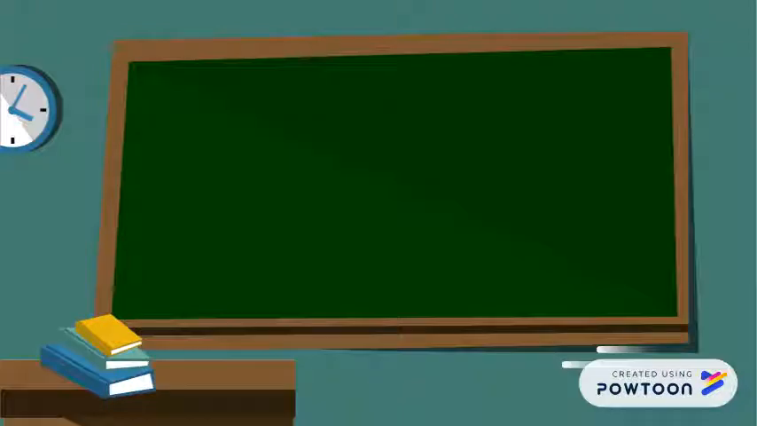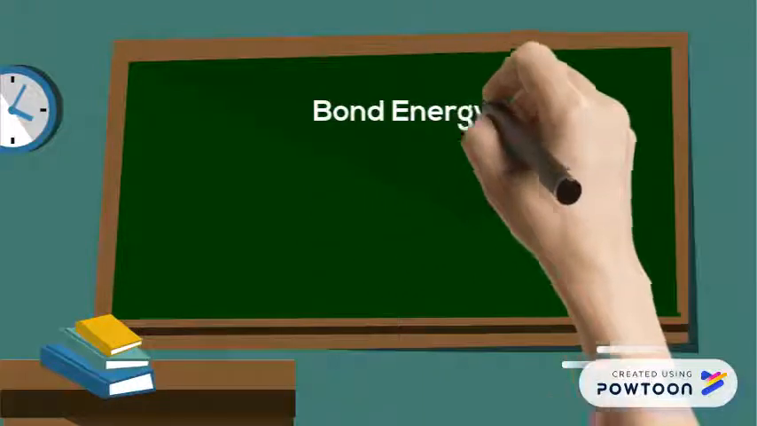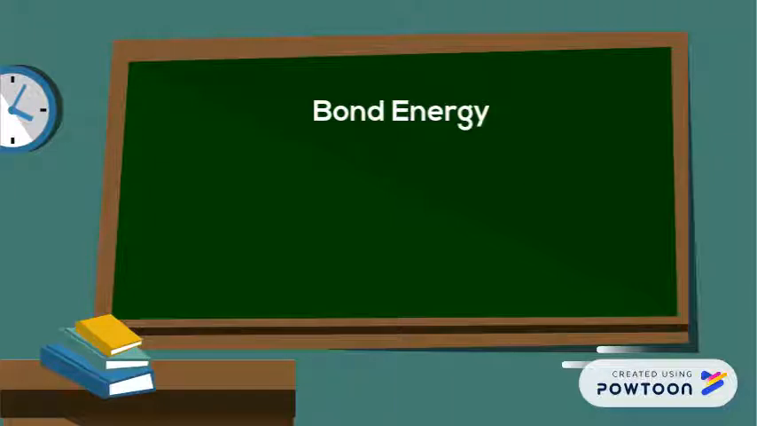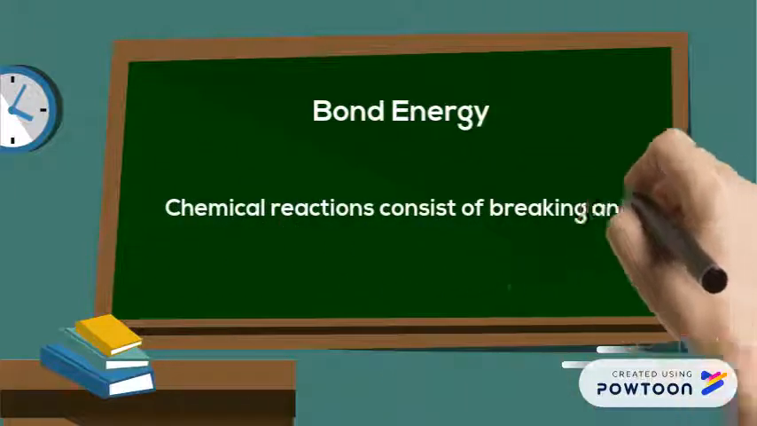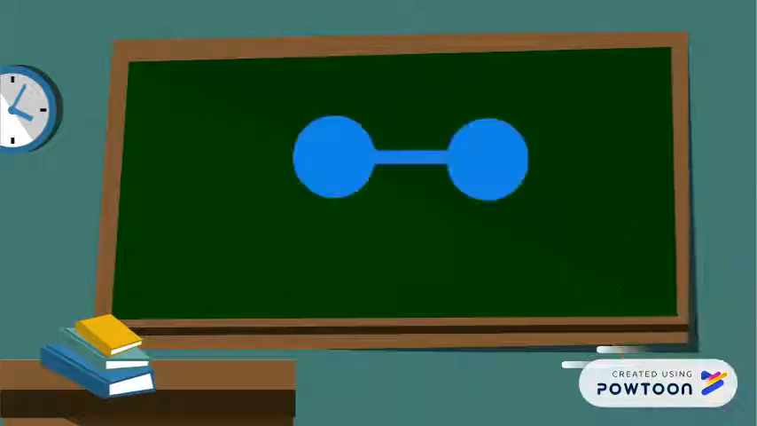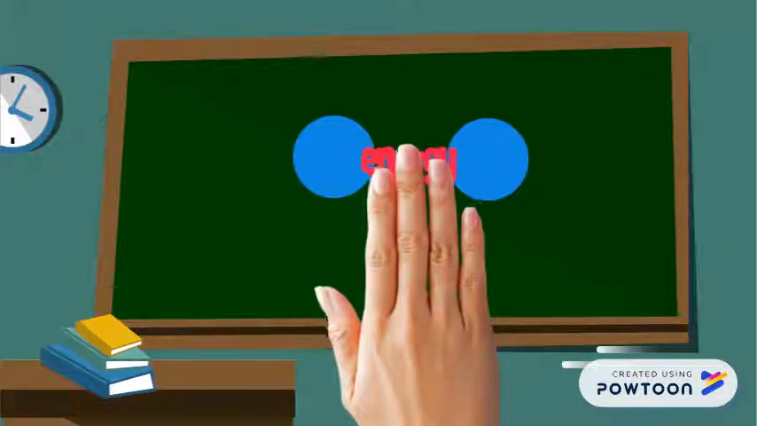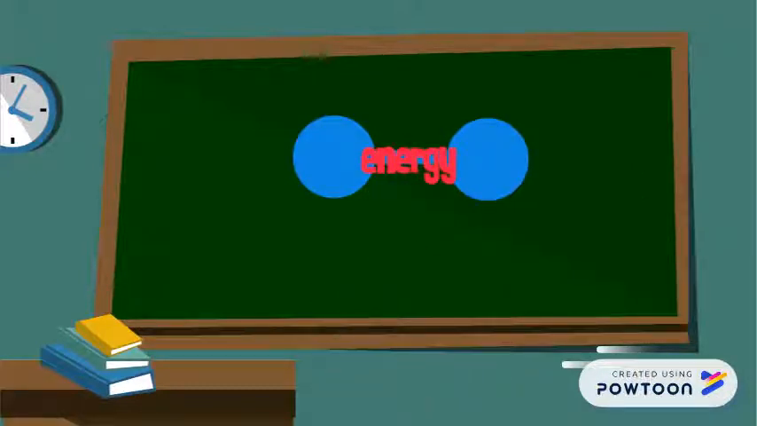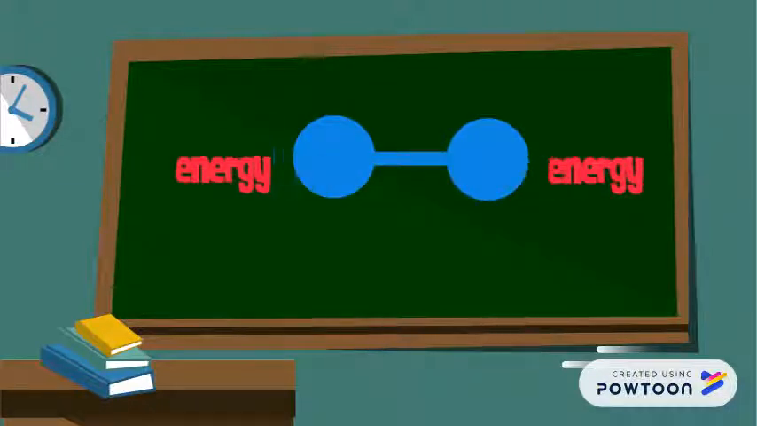In this video, we are examining the concept of bond energy. At the most basic level, chemical reactions consist of breaking and forming bonds between atoms. The breaking of bonds requires energy to be added to the system. This process can therefore be considered an endothermic process. Conversely, the process of forming chemical bonds results in the release of energy, making this an exothermic reaction.